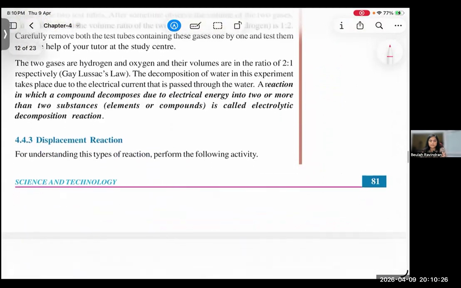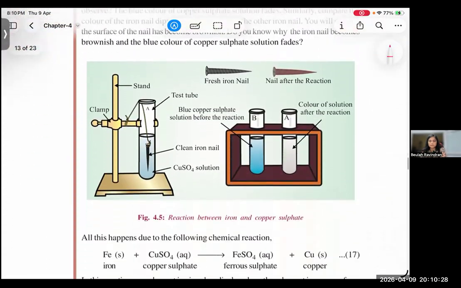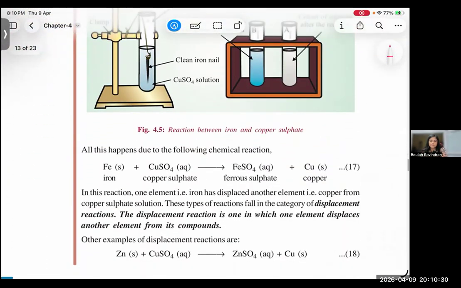I taught you displacement reactions also, right? For example, iron solid with copper sulfate aqueous. What is meant by aqueous? It does not change into a liquid or a gas; it can be converted into ions. So it may be converted into Cu2+ and SO4 2-. Then it is FeSO4, here also like that, Fe2+ and SO4 2-.